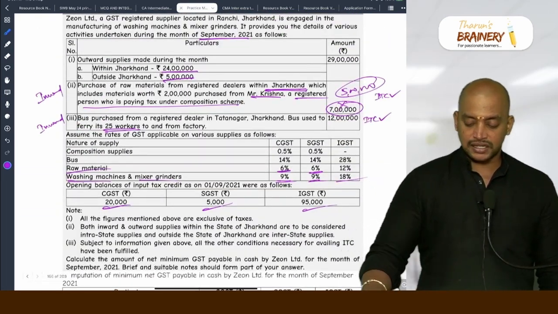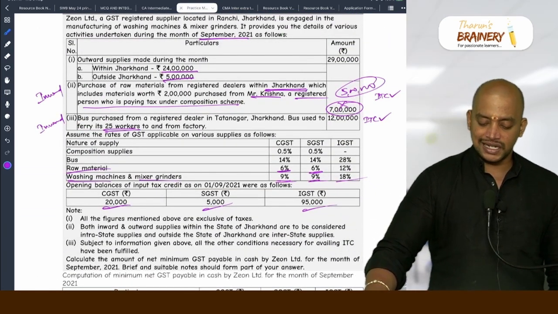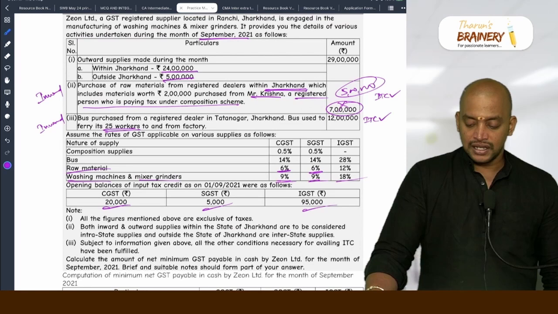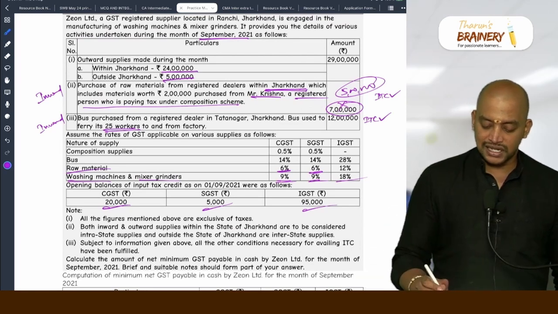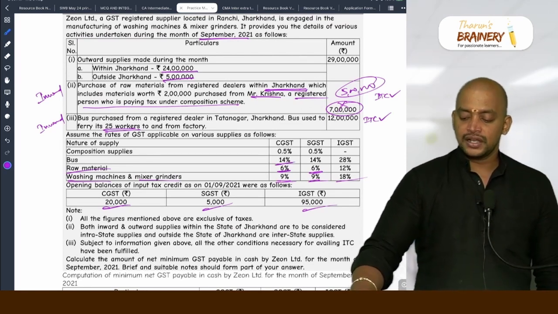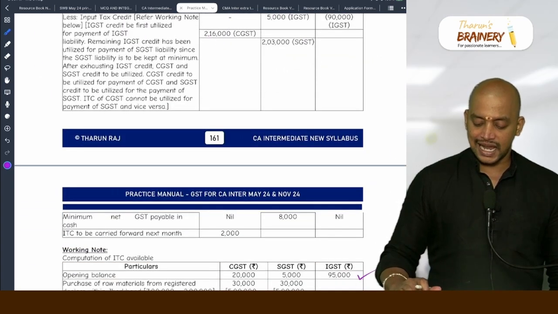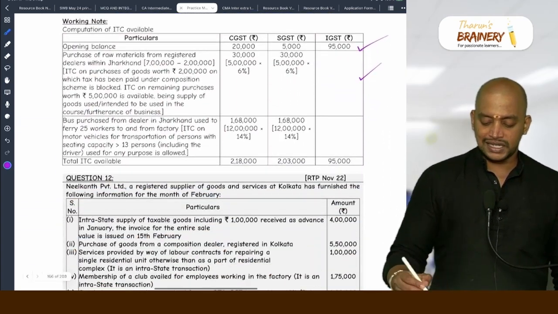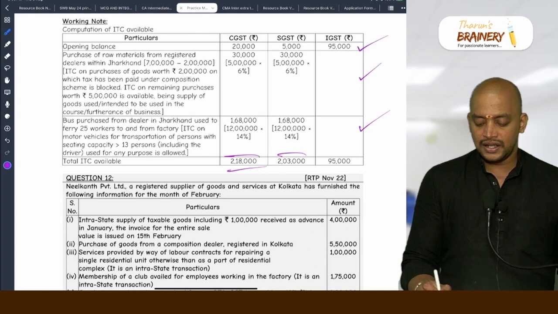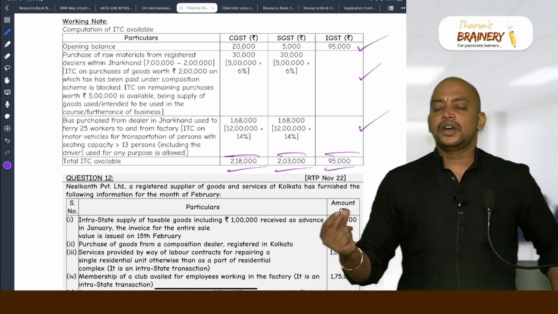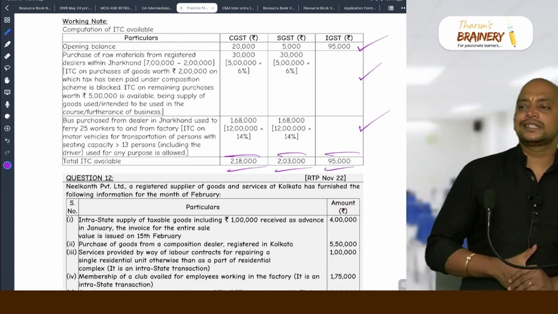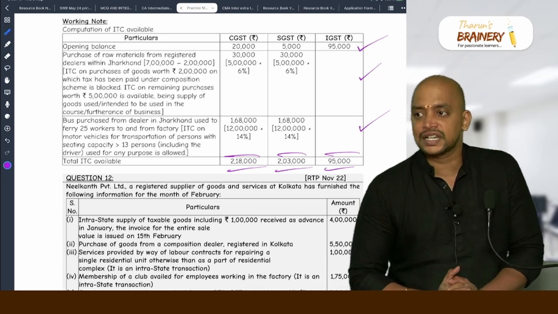Then bus purchased, 12 lakhs. Within the state or outside the state? Within the state. Into, what is the bus GST rate? 14%. So that will be 1,68,000 and 1,68,000. So that total we will get as credit. Now statement 3 also we got. Finally statement 4, computation of net GST payable.